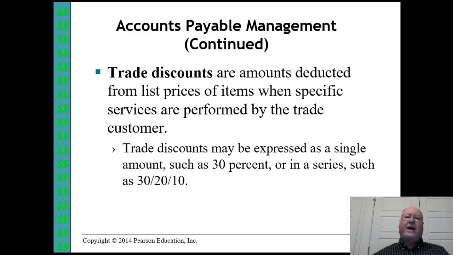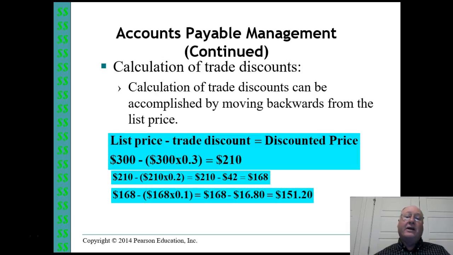Trade discounts are amounts that are deducted from the list price of items when specific services are performed by the trade customer. For example, a lot of times you'll see trade discounts expressed either as a single amount or in a series, such as 30, 20, 10. What these really allow you to do is take whatever your list price is and deduct from the list price from the vendor to be able to pay for those things. And the calculation of trade discounts can very simply be expressed and calculated out.